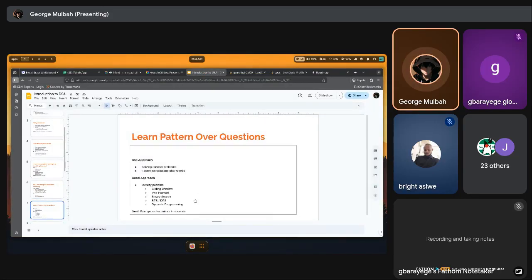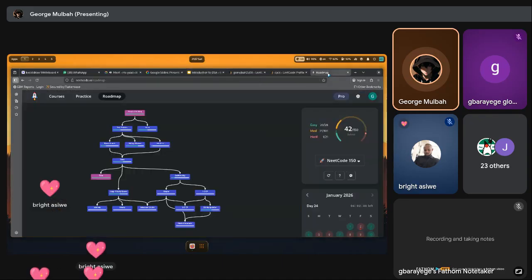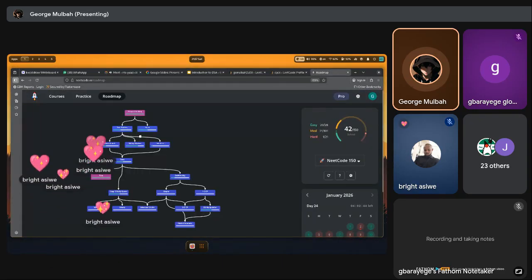This is just what I'm telling you: pattern over questions. There are a lot of questions you need to solve, but you don't have to solve all the questions to be good at DSA. You have to have a lot of patterns on your shoulder. If you come to this NeetCode roadmap, you will see 1, 2, 3, 4, 5, 6, 7, 8, 9, 10, 11, 12, 13, 14, 15, 16, 17, 18. That's 18 patterns in your toolkit.